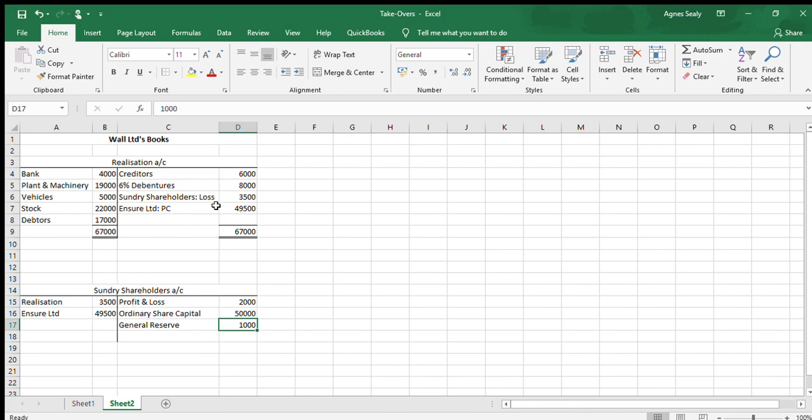Then we realized we had a loss on realization, so that is debited in the sundry shareholders account, and the purchase consideration is also debited in the sundry shareholders account. So then we would total both sides. So it's going to $53,000. $53,000 on both sides, so it balances out.